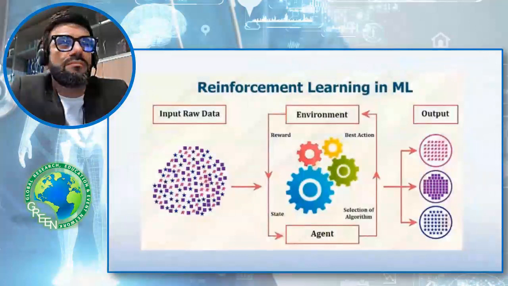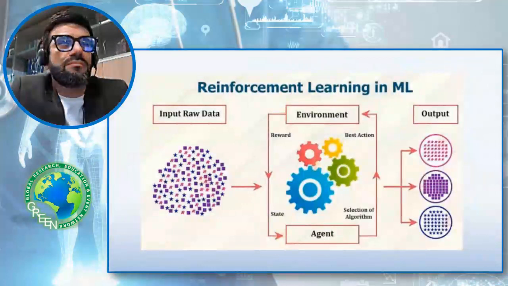As you can see on this screen, it's a very brief overview of reinforcement learning. On the left side, you can see that we have input raw data. Machine learning is based on data, any data that you feed it. This is the starting point of the RL process, where raw unprocessed data is fed into the system. The raw data can be in various forms, including numerical, categorical, textual, or even image data.